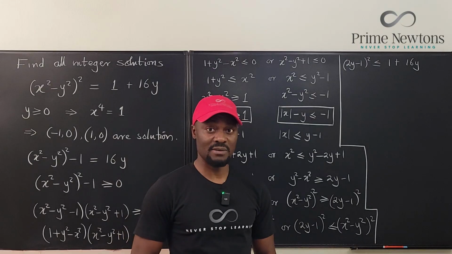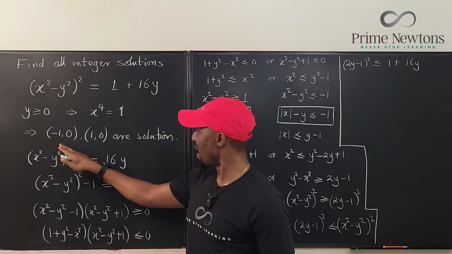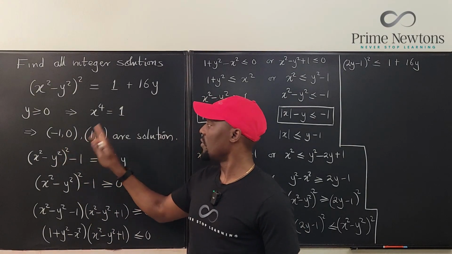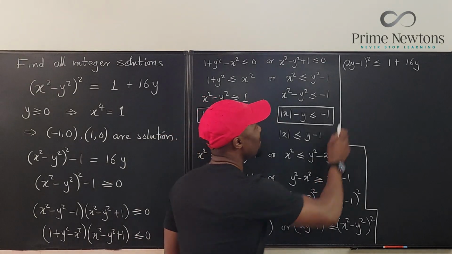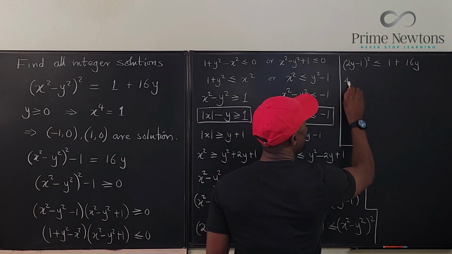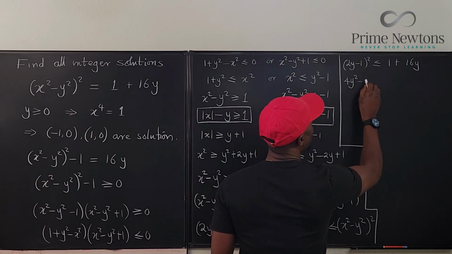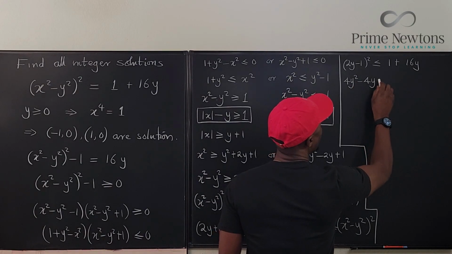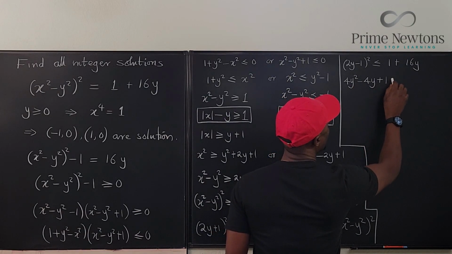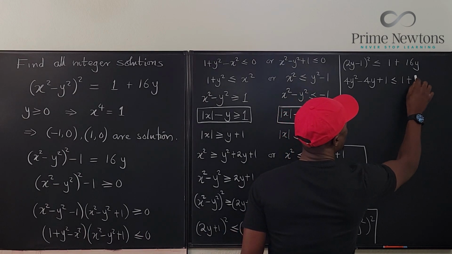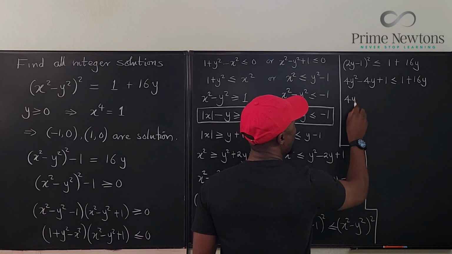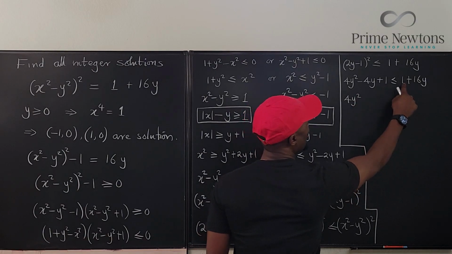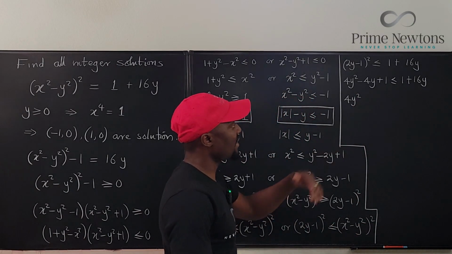We go plug them in. We already got some, right? We already got 0. Oh, we only got 0 for y. Let's see what we get here. So if we square this, we're going to get 4y squared minus 4y plus 1 is less than or equal to 1 plus 16y. This equation becomes 4y squared. There's 1 here, there's 1 here, so we can cancel each other out.